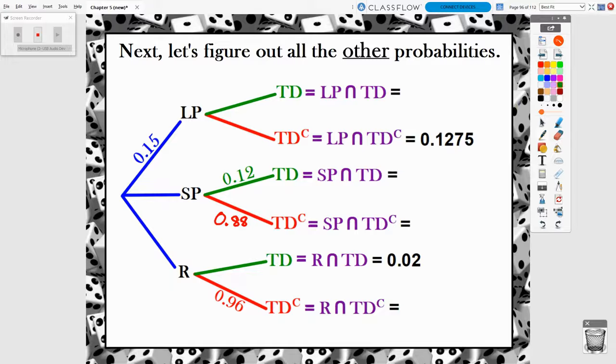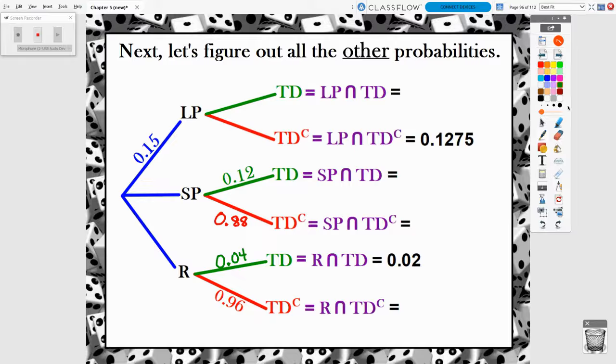And look, we can do the same thing down here for those final two branches. 96% of the time, they're not going to score a touchdown given that they ran, which means if they don't score a touchdown 96% of the time, then only 4% of the time they're going to score a touchdown given that they ran the ball. All right. So, but what about those? We'll get there. We'll get there. Calm down. Calm down. We'll get there.